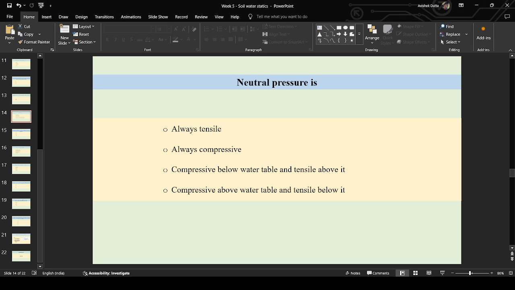So the question was, neutral pressure is always tensile, always compressive, below water table compressive and tensile above it, or compressive above water table and tensile below it. Okay, next question.